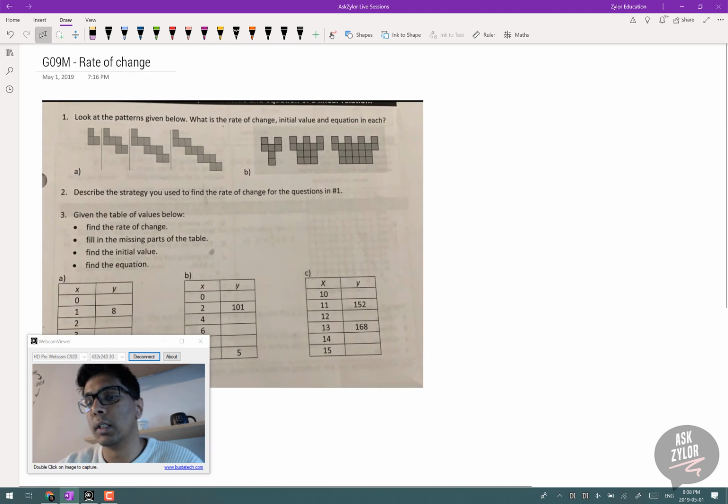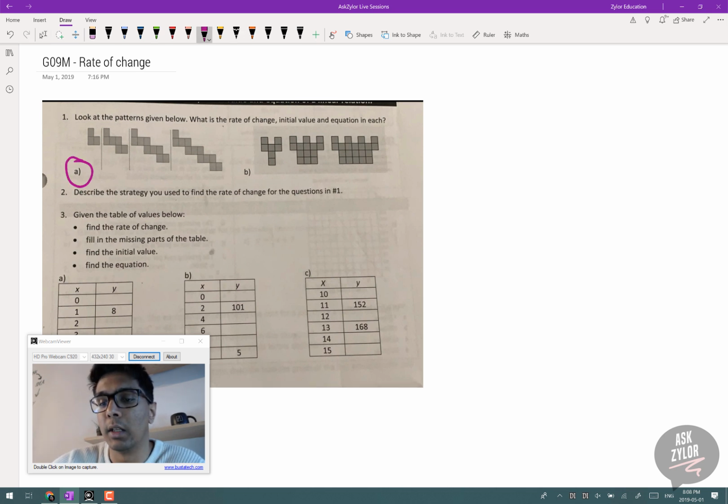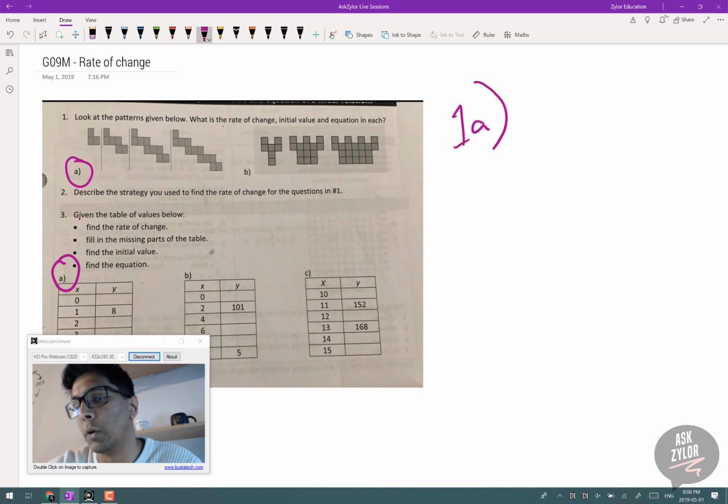So the next question is dealing with a grade 9 math question. It's dealing with rates of change. We'll be just doing 1A and 3A. So for 1A, they're asking you, look at the patterns given below. What's the rate of change, initial value, and equation?